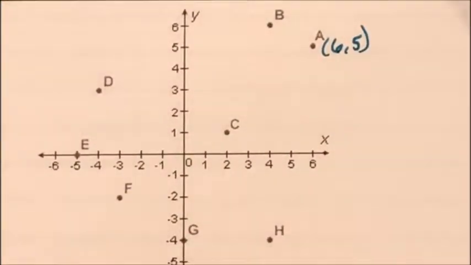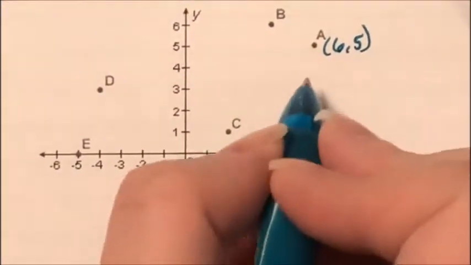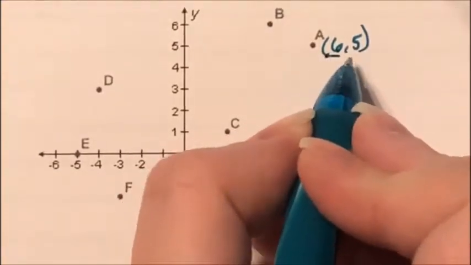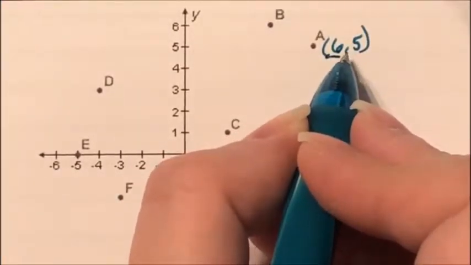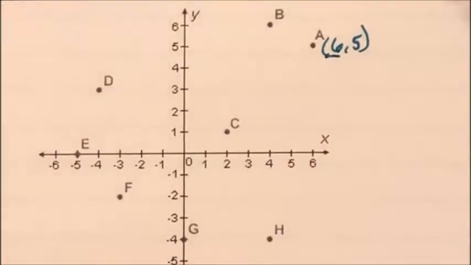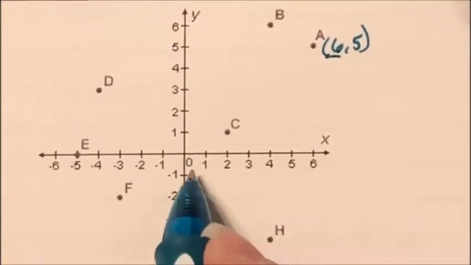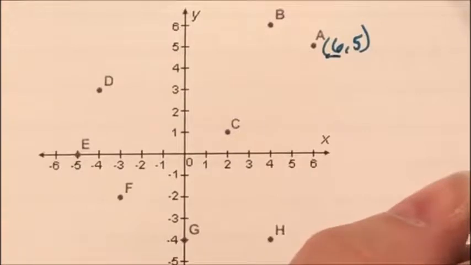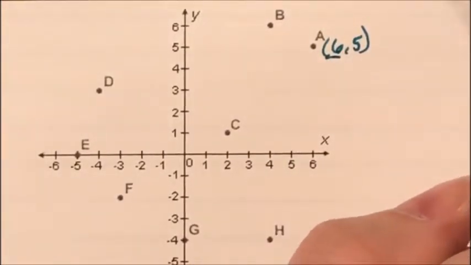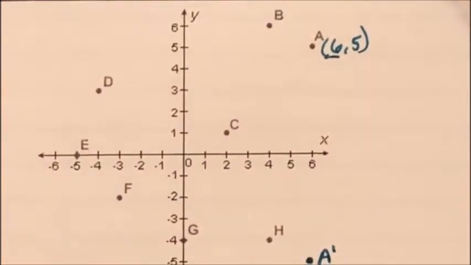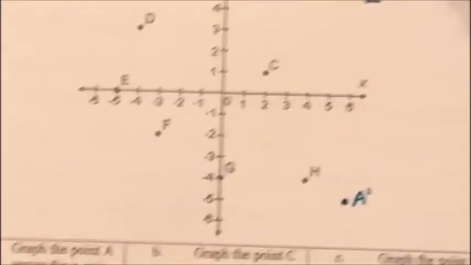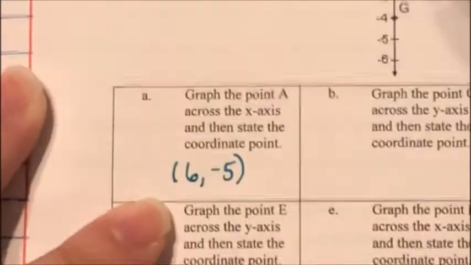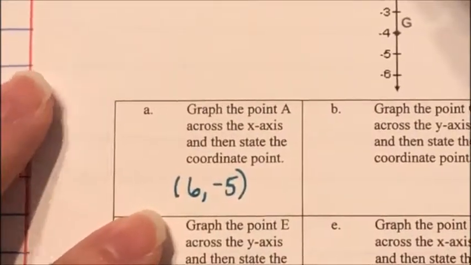Okay, and I'm graphing across the x-axis, which means my x stays the same and my y changes. So my point is going to be 6, negative 5. So I'm going to go over 6, down to negative 5, make a point, and that's going to be A prime. Okay. And then that's my coordinate point for letter A.